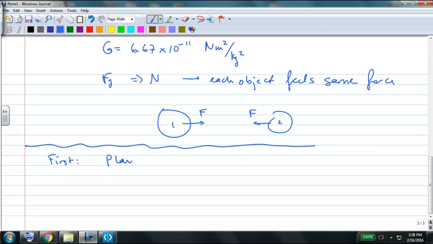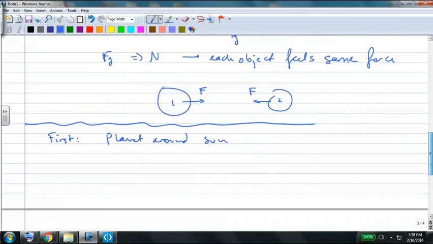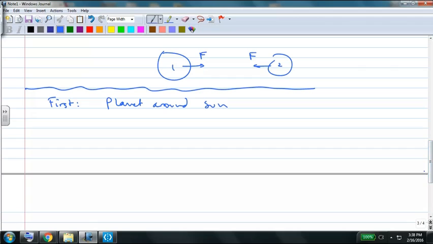So first, let's do a planet around a sun. And it could be around anything, right? It could be a moon around a planet, an asteroid around a star, anything. But let's just do a planet around a sun. You've got the sun and you've got the planet, and we're talking about the center to center distance, r. It feels a gravitational force, and it is that gravitational force that causes it to go in a circle. I'm not going to draw the whole circle.